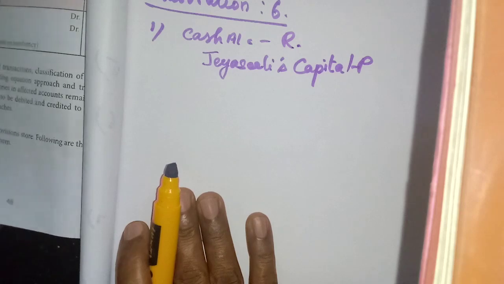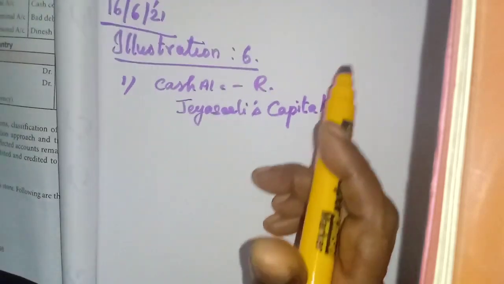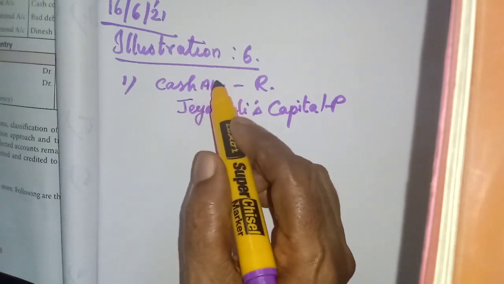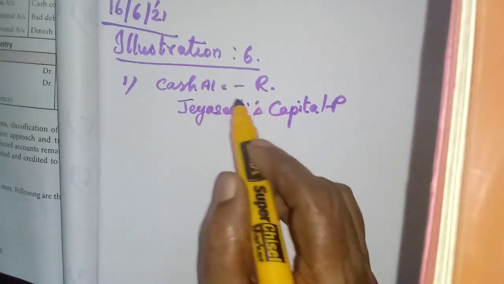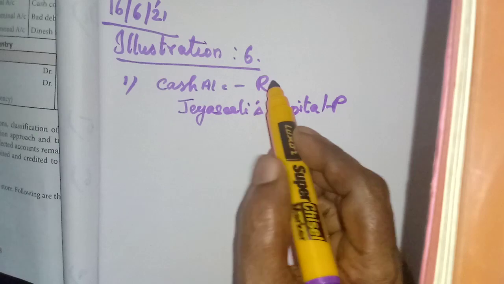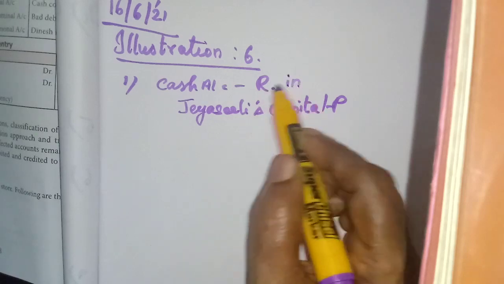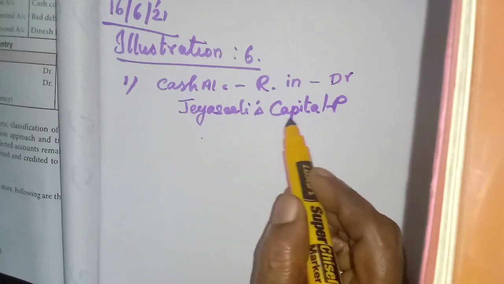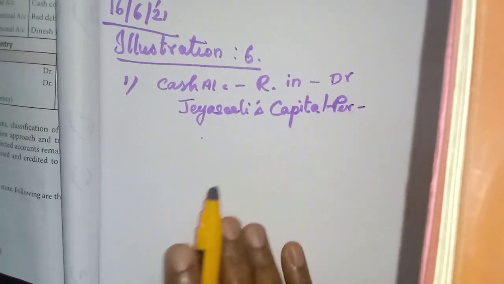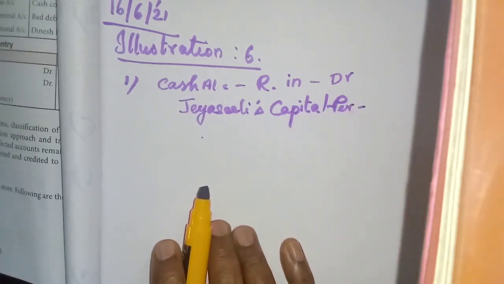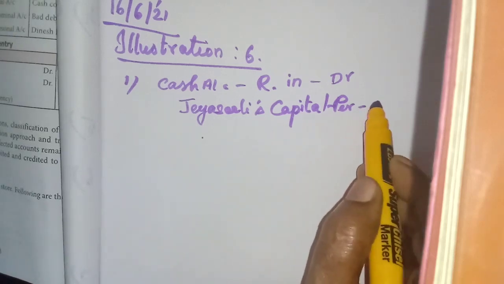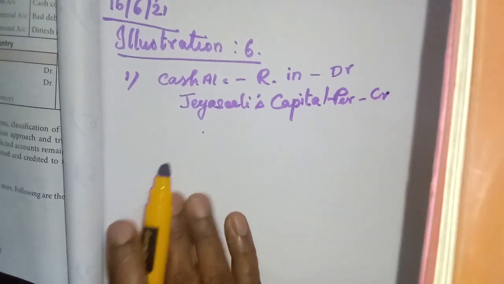What is the rule for a real account? Debit what comes in, credit what goes out. Here we have to see from the viewpoint of the business. For the business, the cash comes in, so we should debit. For the personal account, what is the rule? Debit the receiver, credit the giver. He is giving the cash, so we should credit. So what is the entry?